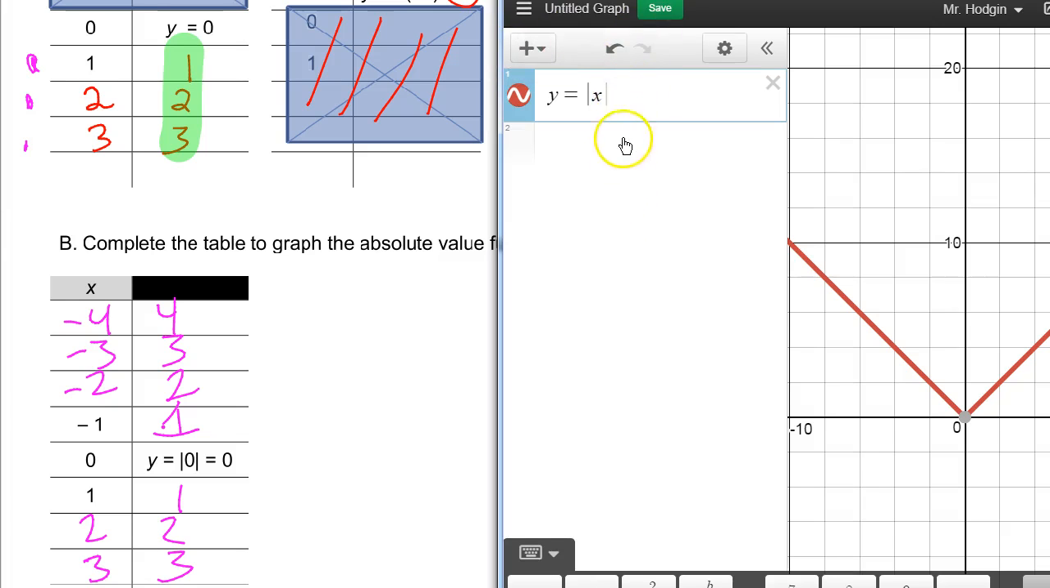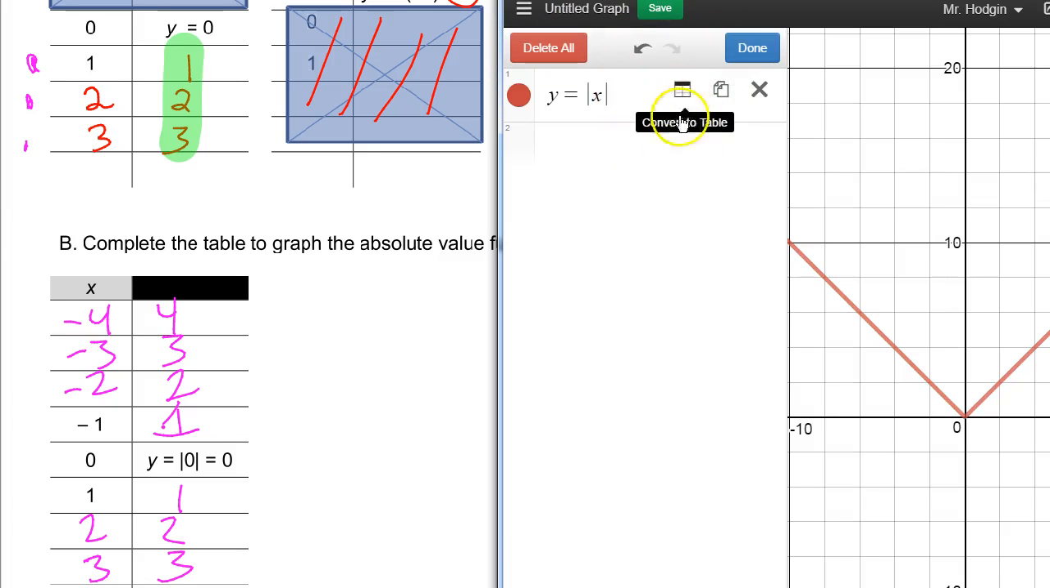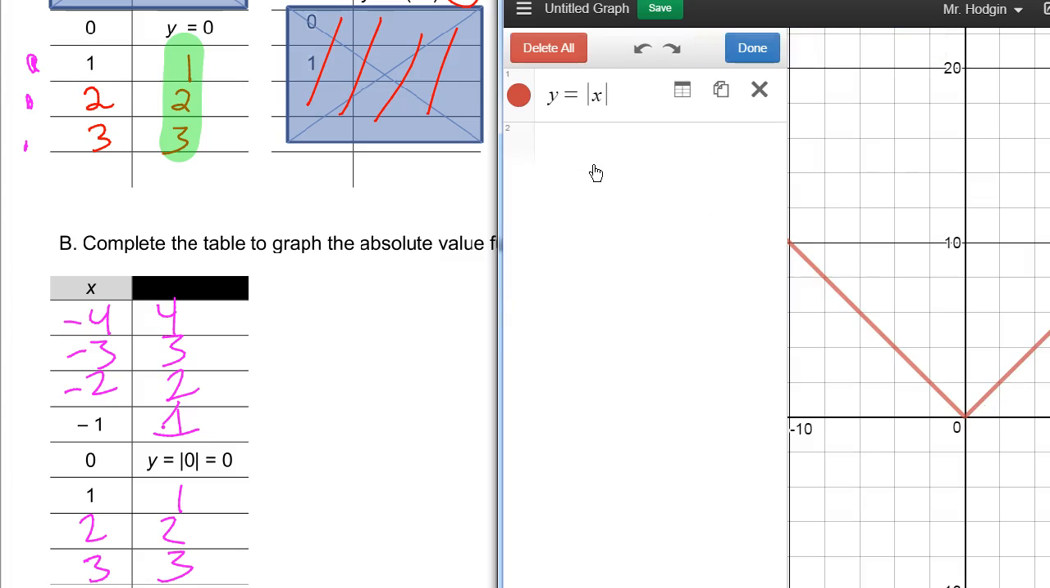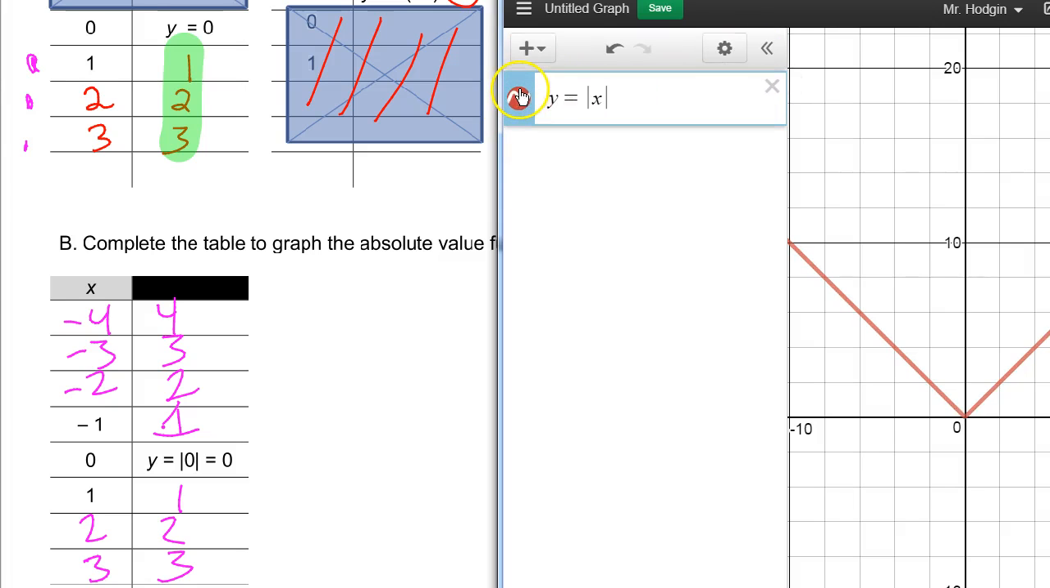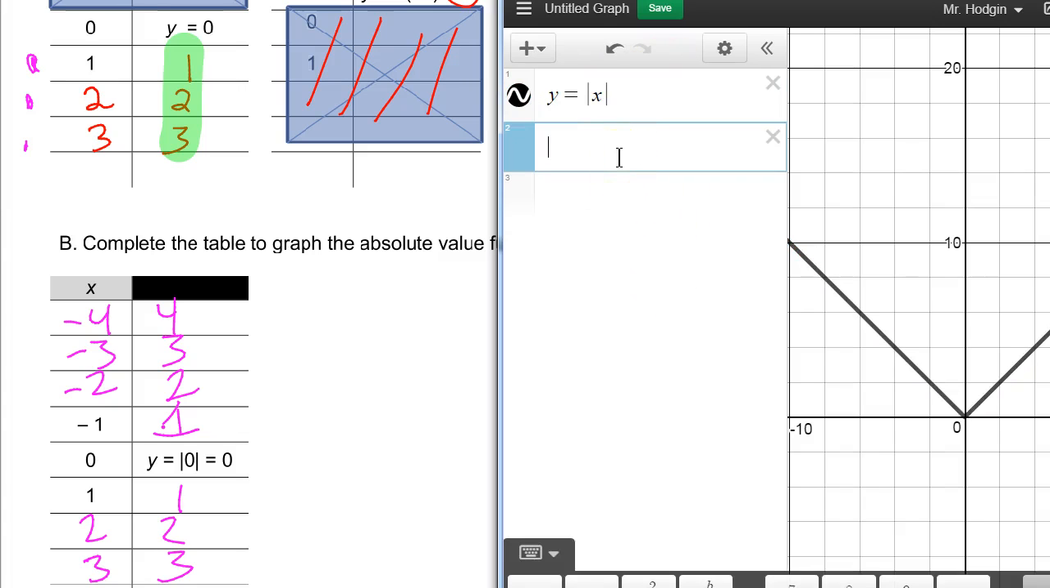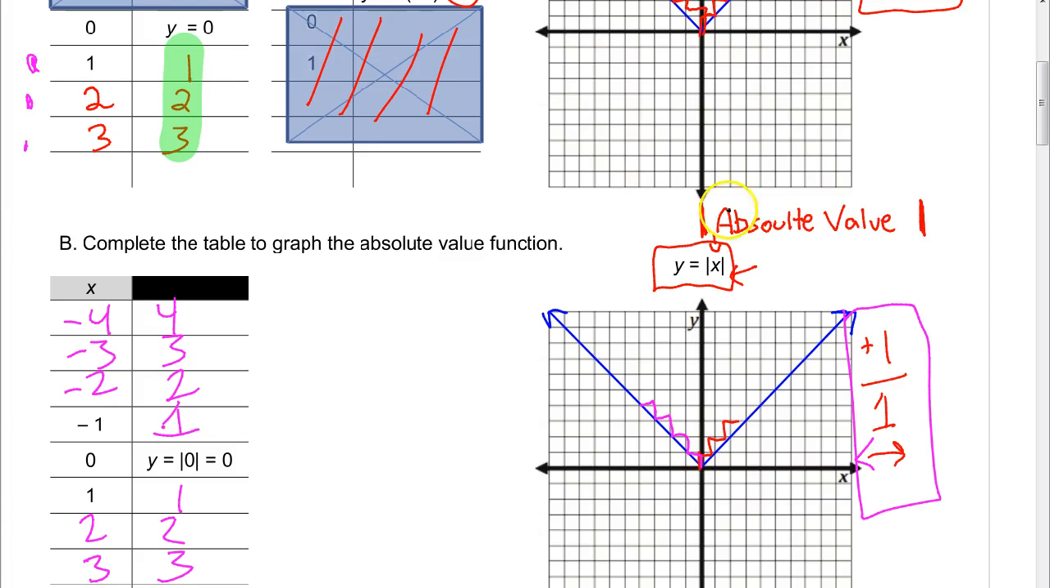And you don't have to do this, but if I went here and hit convert to table, you can see it has the positives and the negatives. All right, click on this and make it all done black. Okay, good. All right, let's see here. Anything else on here we need to look at?